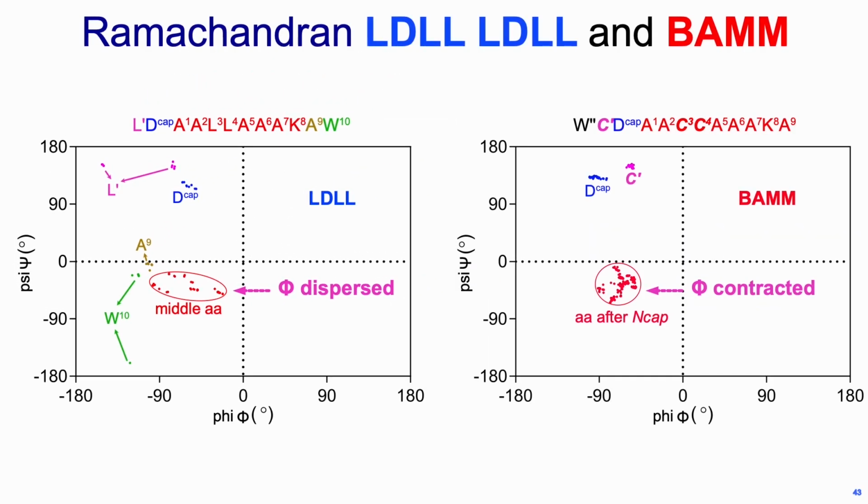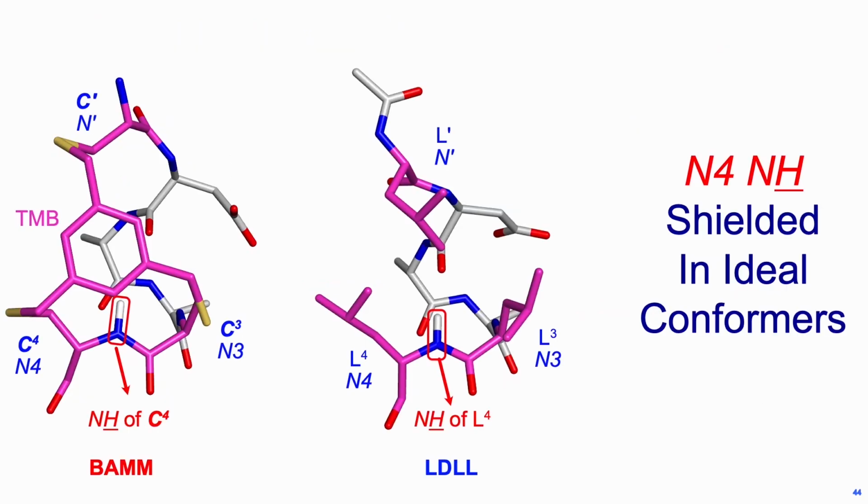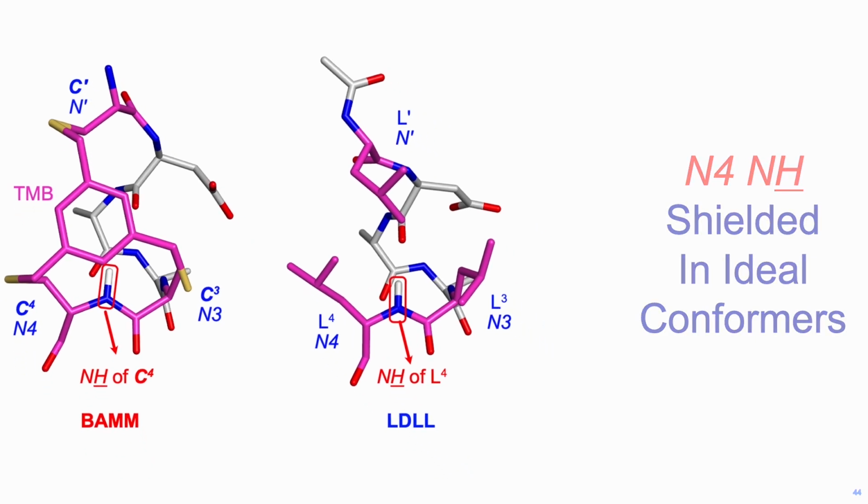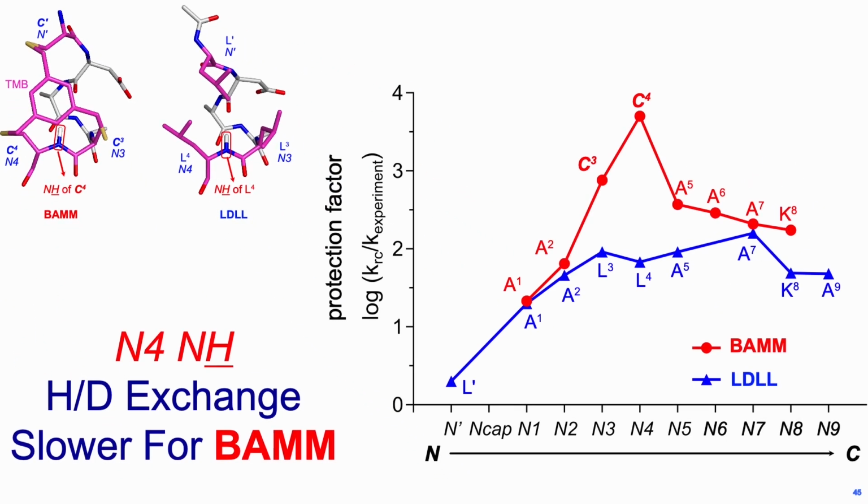Looking at preferred conformers of the BAM and the natural peptide system, one would predict the NH of C4 would be shielded from the solvent. And if it was, it would be protected from HD exchange. So we did HD exchange experiments, and sure enough, there was protection for both systems, but the natural peptide didn't behave in an ideal way. The L4 residue was actually not the one most protected. But for the BAM, the C4 residue NH was easily the most protected in the series.